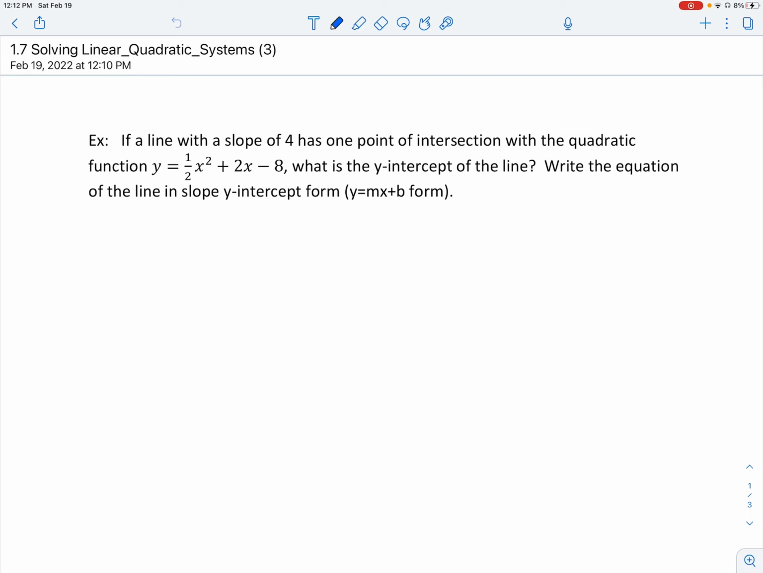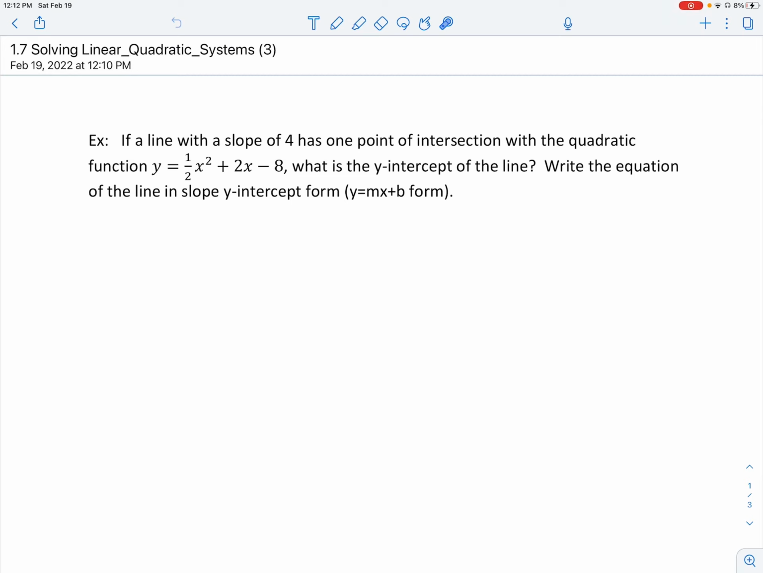So far, we've looked at linear quadratic systems, we've even solved one of them, and we've even done an example where we look to find the number of solutions or the number of intersection points that the system could have. So in this example, we're just going to take it a little bit of a step further, and we're going to see what an equation needs to be in order to just have one intersection point. So let's go ahead and get this one started.